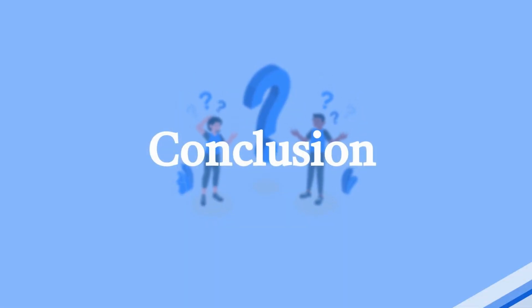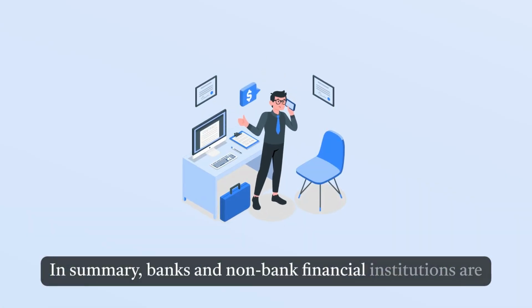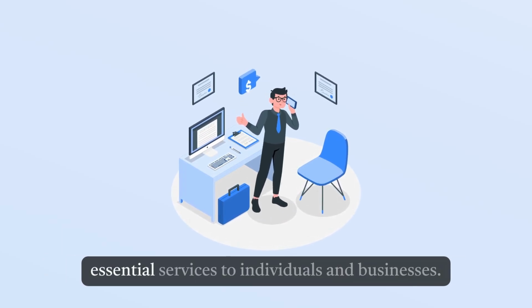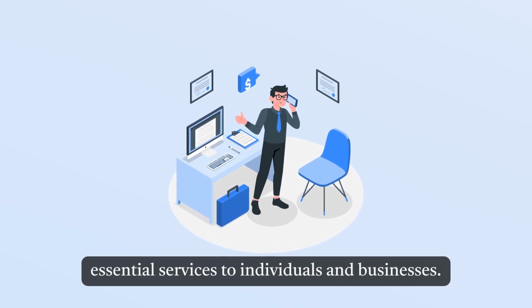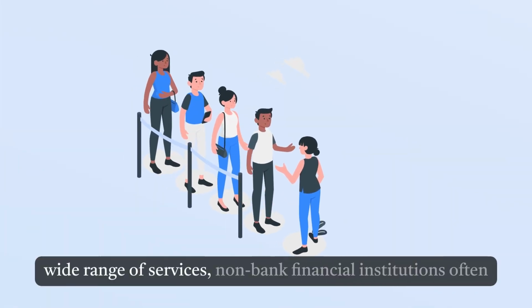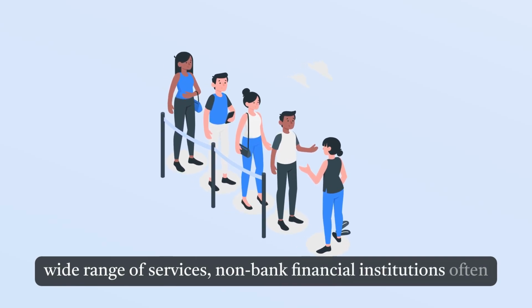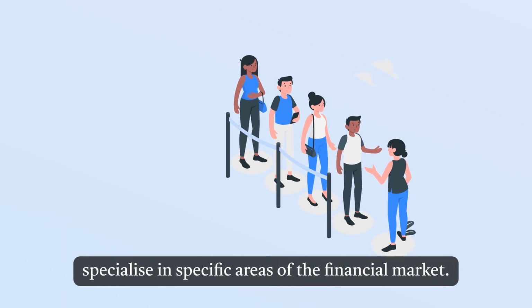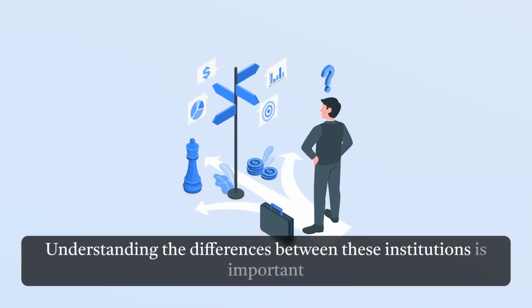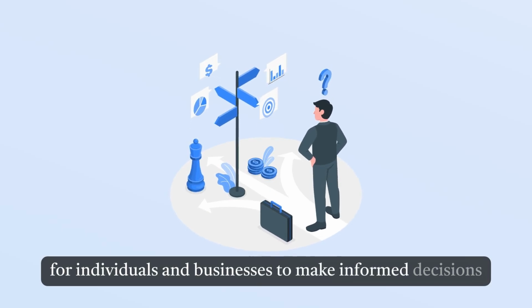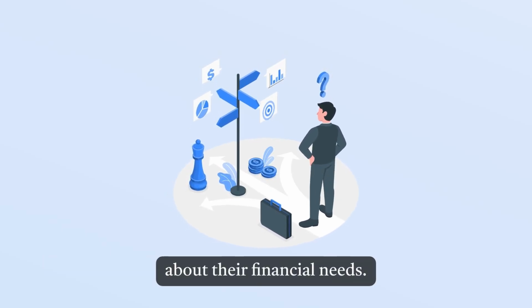Conclusion. In summary, banks and non-bank financial institutions are two different types of financial entities that provide essential services to individuals and businesses. While banks are heavily regulated and offer a wide range of services, non-bank financial institutions often specialize in specific areas of the financial market. Understanding the differences between these institutions is important for individuals and businesses to make informed decisions about their financial needs.